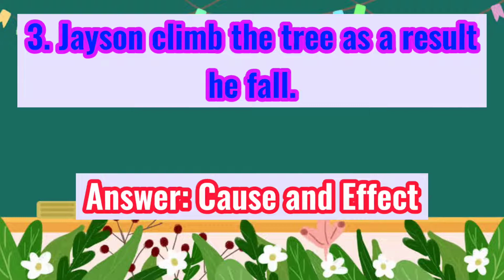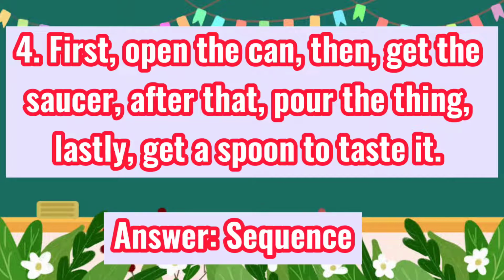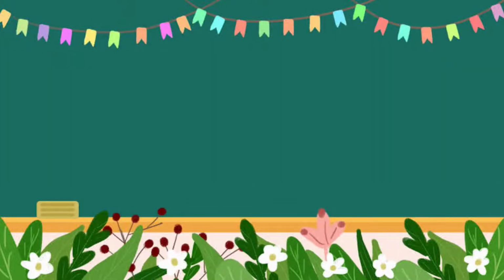Splendid work, kids! Number 4. First, open the can, then get the saucer. After that, pour the thing. Lastly, get a spoon to taste it. Correct answer is sequence. Well done, kids!